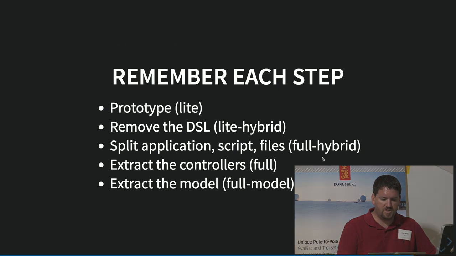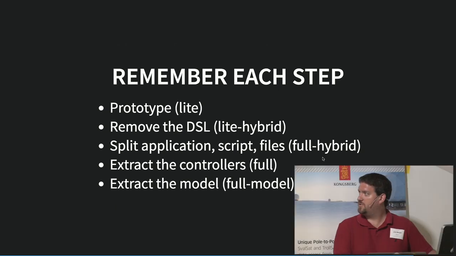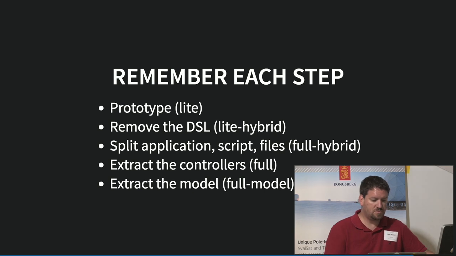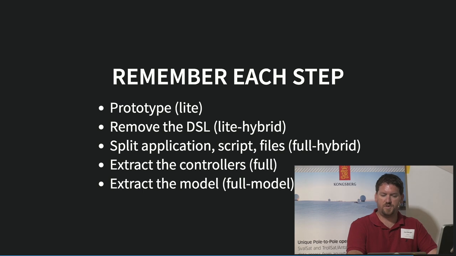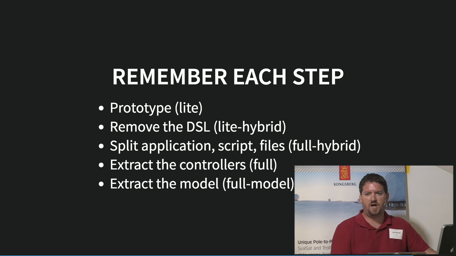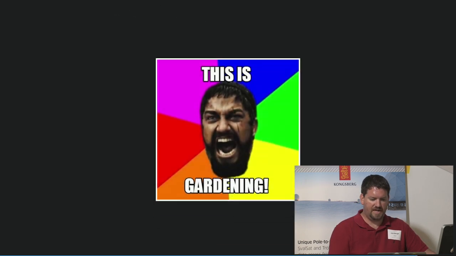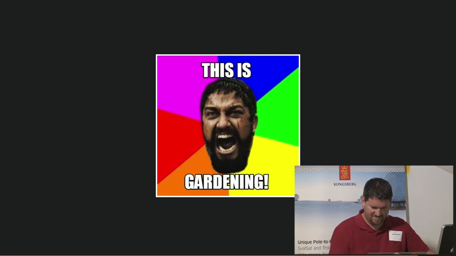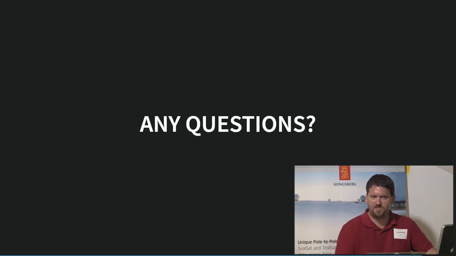And the overview really was just, we started with our prototype. We removed the DSL. We split the application up. We extracted the controllers. And then we extracted the model. The nice thing about this mechanism, the application was basically always in a runnable state. The tests, if you had tests, would basically always work. And you don't need to scare yourself with what feels like a major rewrite if you go in these small discrete stages. And this is gardening. So that's the end of this bit.